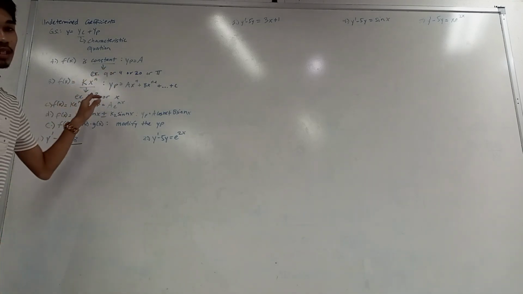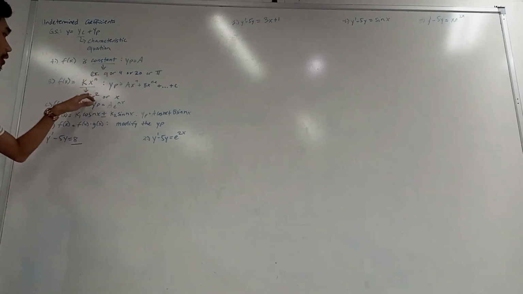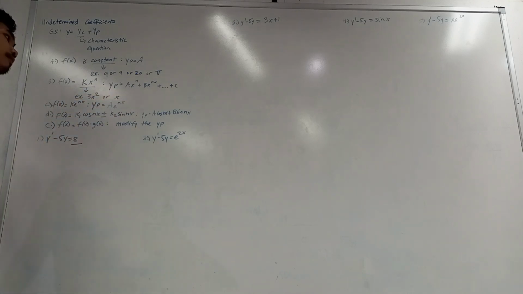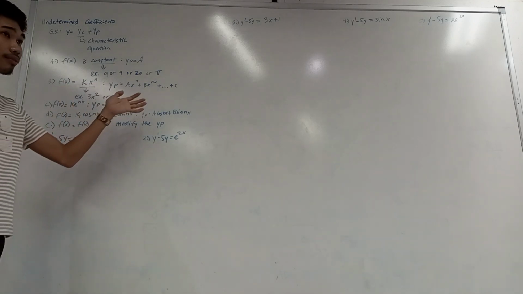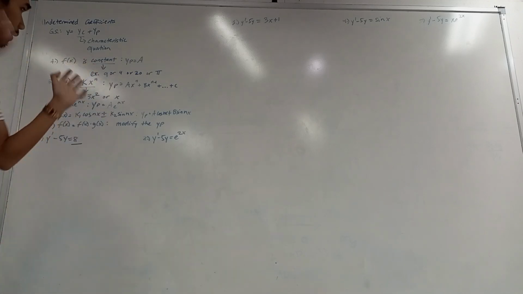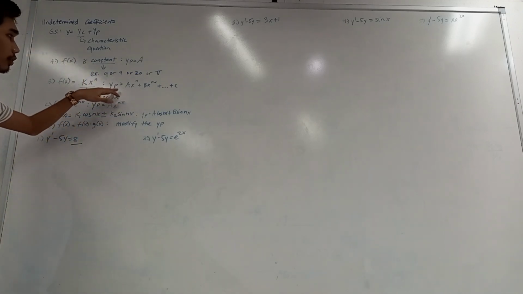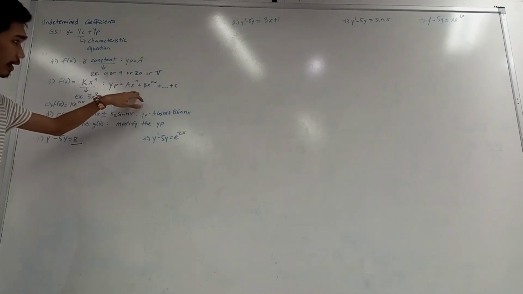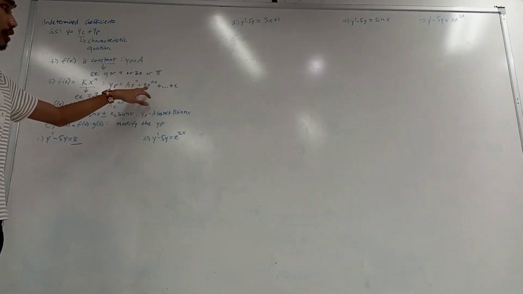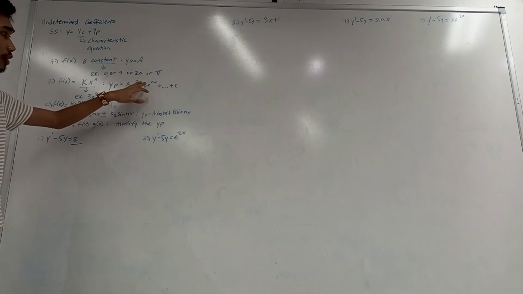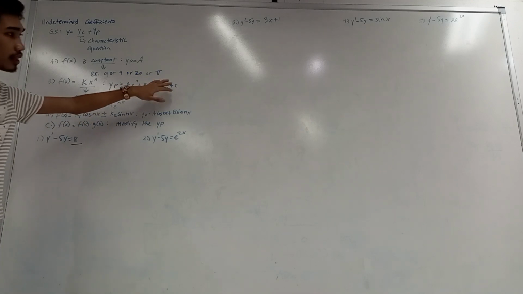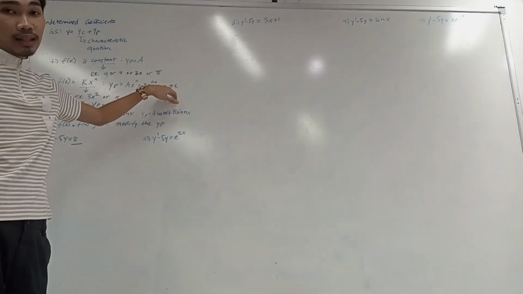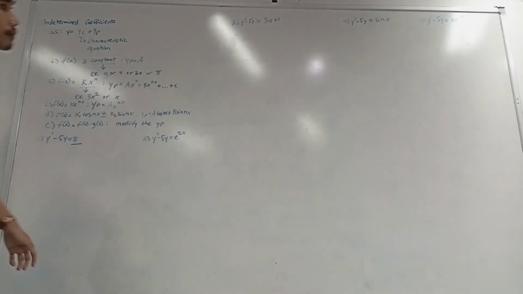Pagdating sa B is f of x is equals to kx raised to n. So, ano yung mga examples? Gaya sa 3x squared or pwede din x. So, ganun. Pwede din 12x to the 5th. So, ganun yung form. So, ang maging yp natin is yp is equals to ax to the n plus bx raised to n minus 1 up until hangtod sa maging constant na lang siya. So, let's say c, ganyan.